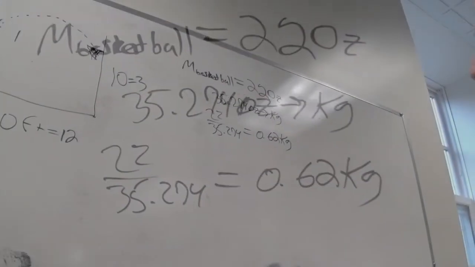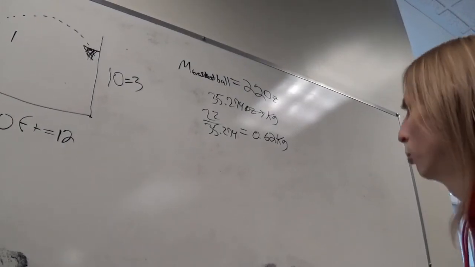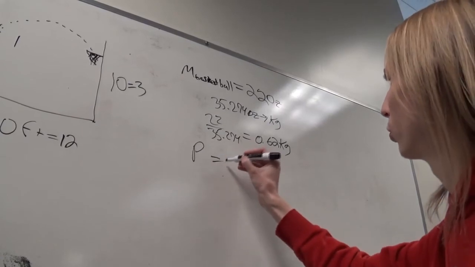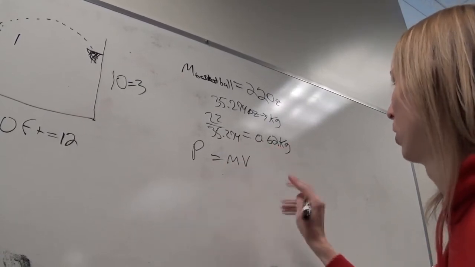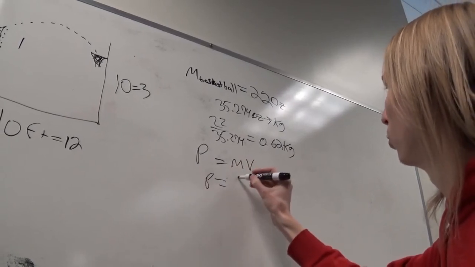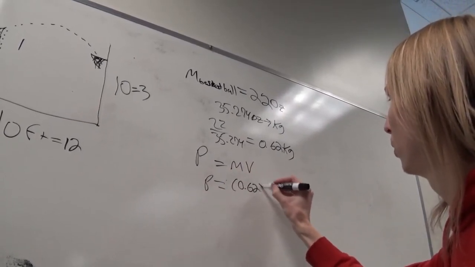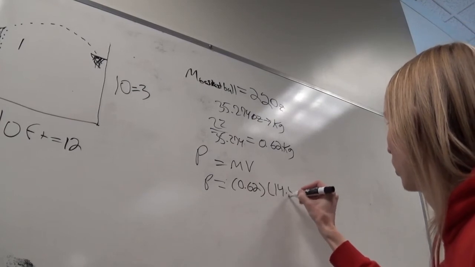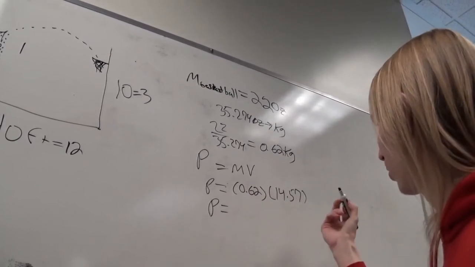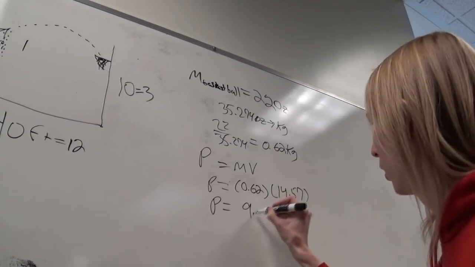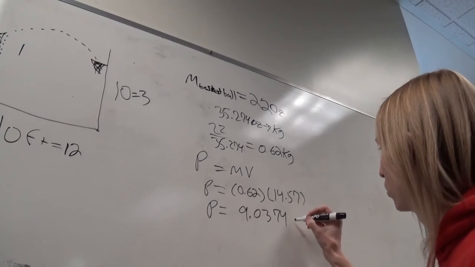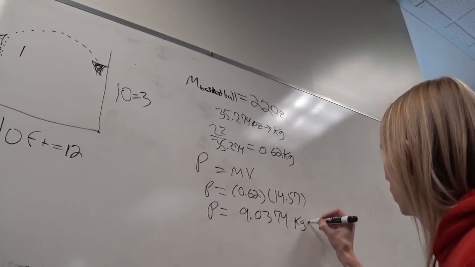So now that we have the mass of the basketball, let's get the momentum. So momentum, as described by P, is equal to the mass times the velocity. We already know mass and velocity, so this is going to be easy. P is equal to 0.62 times 14.57. Continue the calculations, and this is going to be 9.0374. And this is momentum, so it's going to be kilograms meter per second.